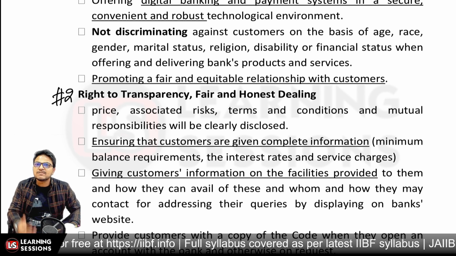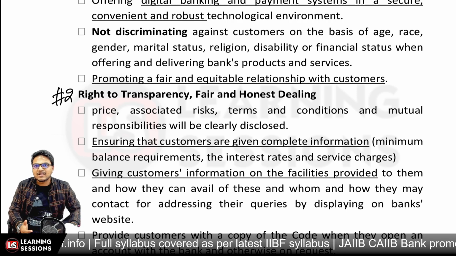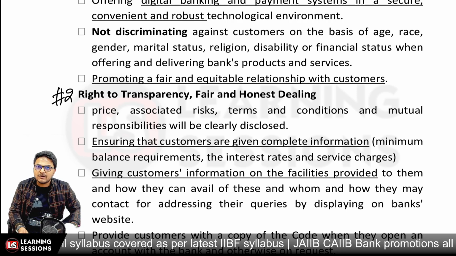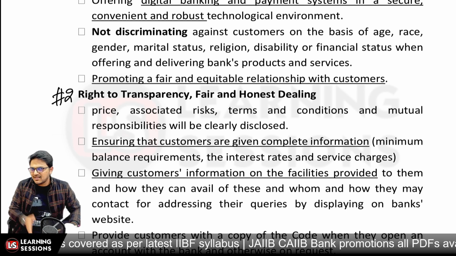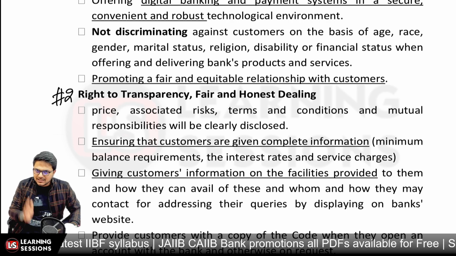That's basically related to transparency. And further, if interest is charged to you, you must have transparency related to it: what rate of interest is being charged, and all those things must be displayed on the website and also be displayed in the branches.